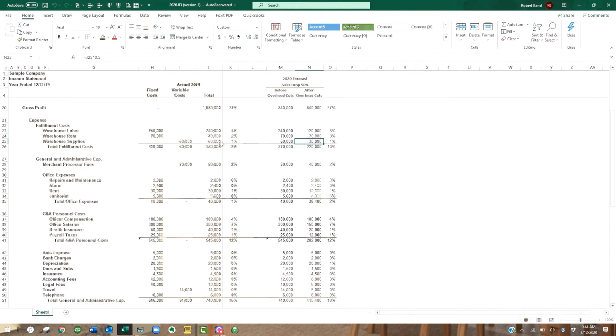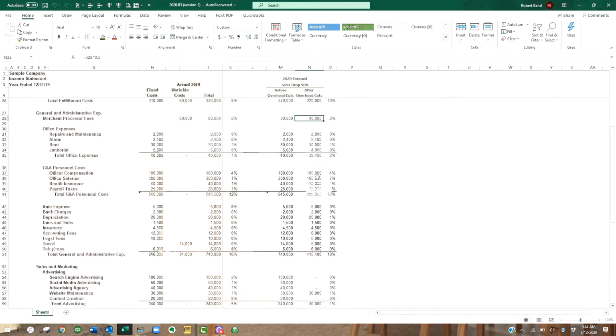Warehouse supplies, okay, they're variable. The more you buy and pack and ship, the more supplies you need. So those are variable, and those are going to go down as sales go down. Merchant processing fees are variable. As sales go down, then we incur less credit card fees. So that's going to go down by half.